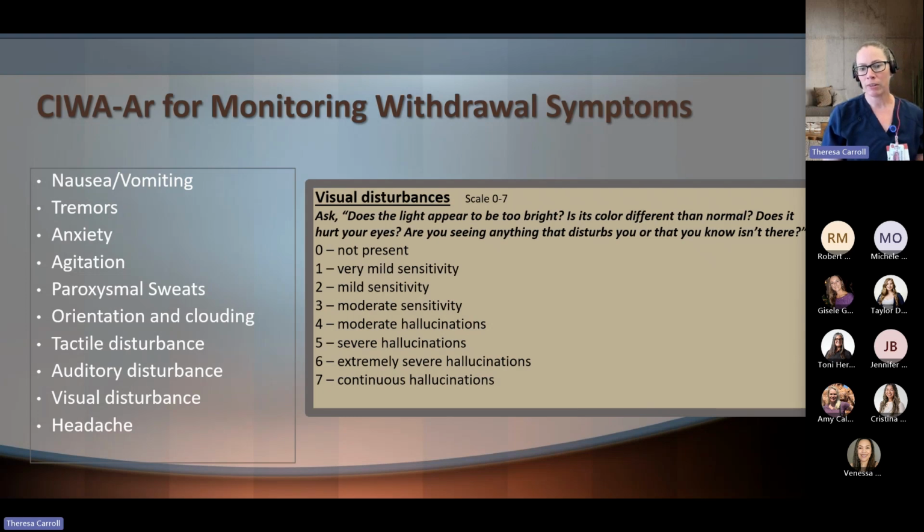And the visual disturbances, again, on a mild basis, would be more like the lights just seem really bright. So when we're going in, turning on the light, there's a reason that we're turning on the lights. Not only should they not be sitting there in the dark all day, but we're also checking for sensitivity as well. As it gets into the moderate, it becomes not just that they're sensitive to light or that colors seem a little bit off. Things start to change and they begin to see things that aren't there. As it gets to 6 or 7, again, severe and continual hallucinations.